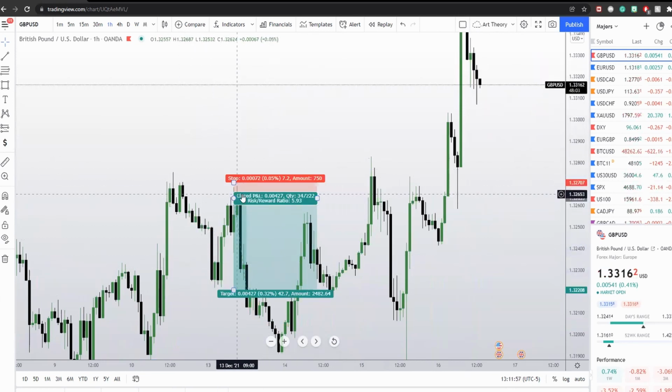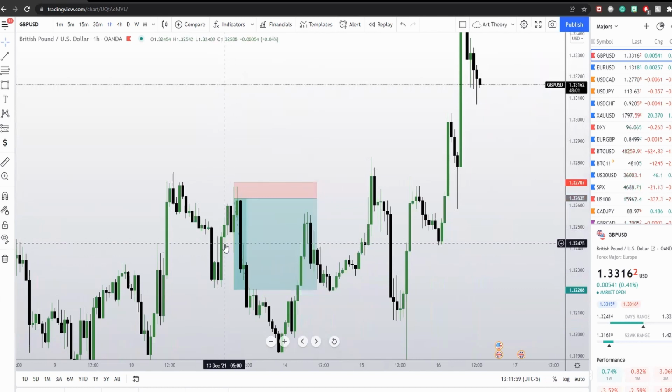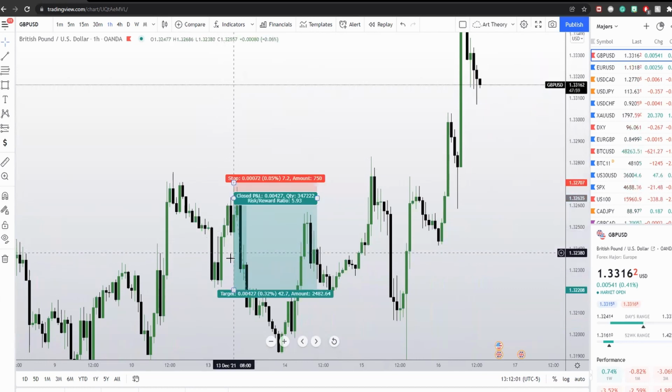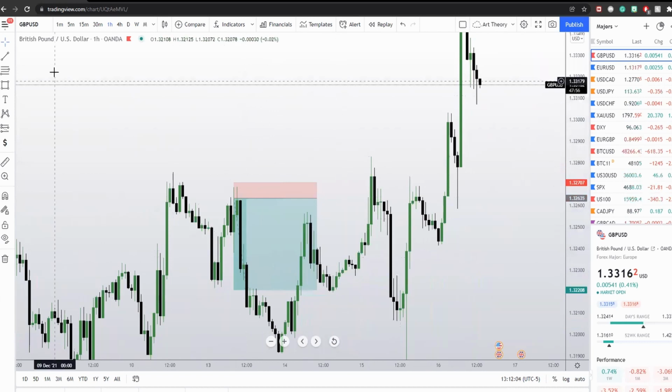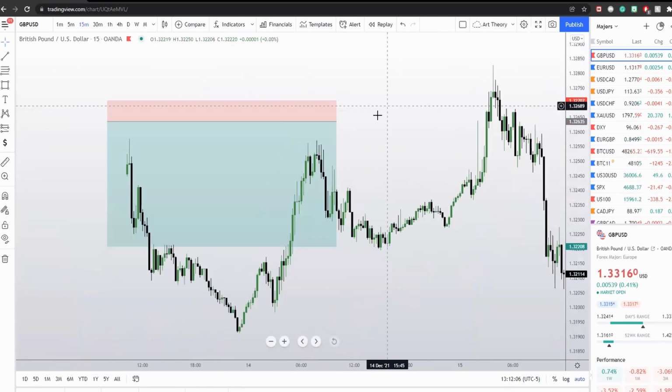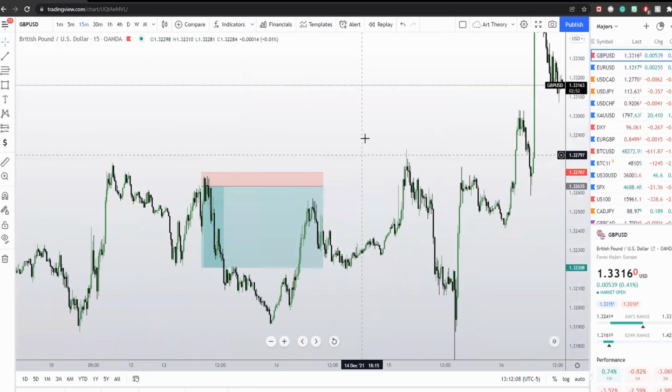Takes this out, attacks lower. This is technically already filled, maybe on a lower time frame. So we can bring this down to the 15, and we can see that, yeah, there's an order block right here, but there's a gap right there.